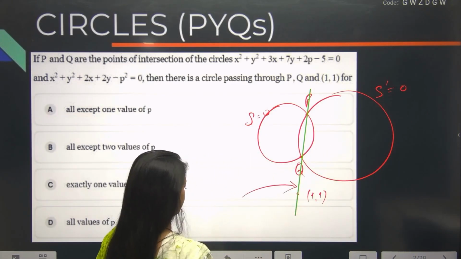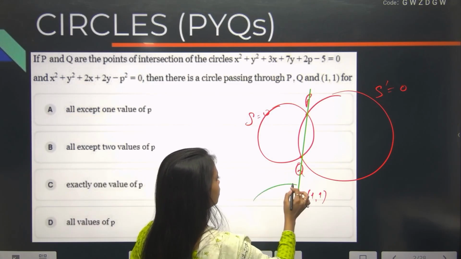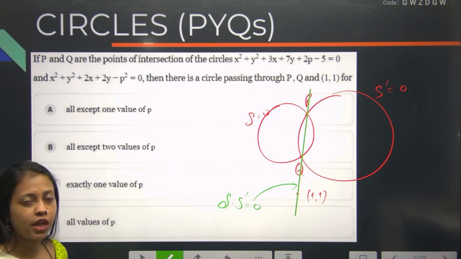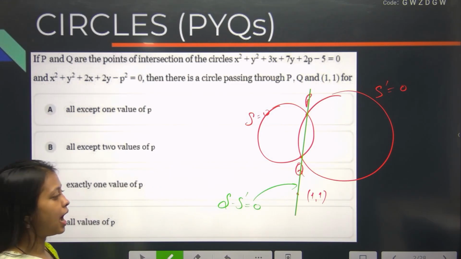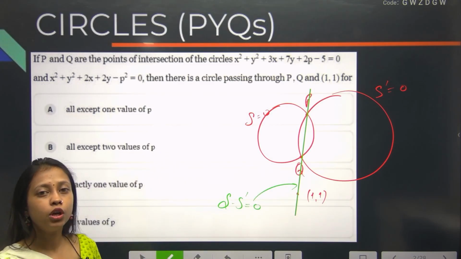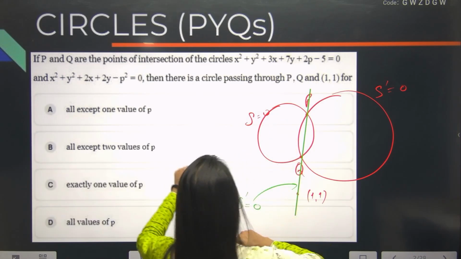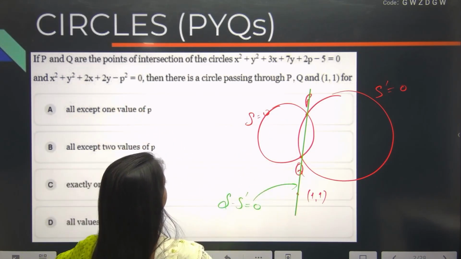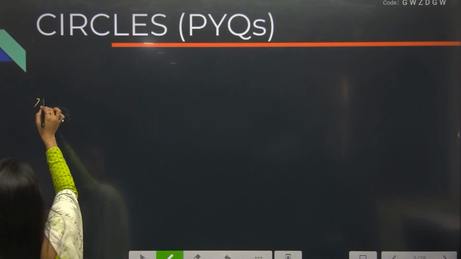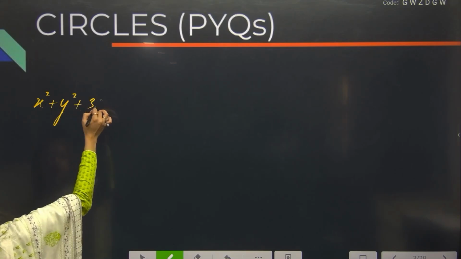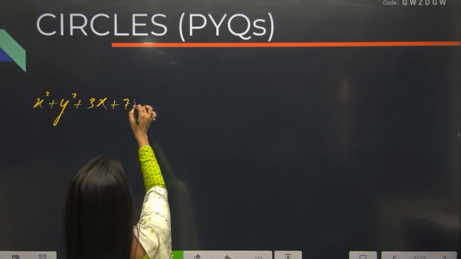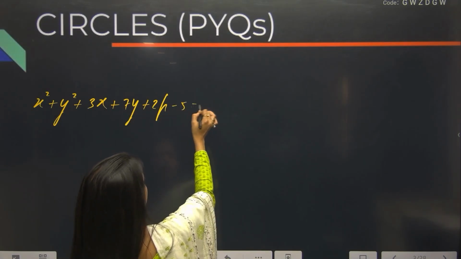So the equation of this line is given by S minus S dash equals to 0. So you have the equation of the line, S minus S dash equals to 0, and (1, 1) should lie on that line. That is the condition I have to take the exception in. So let's say, what is this? x square plus y square plus 3x plus 7y plus 2p minus 5 equals to 0.